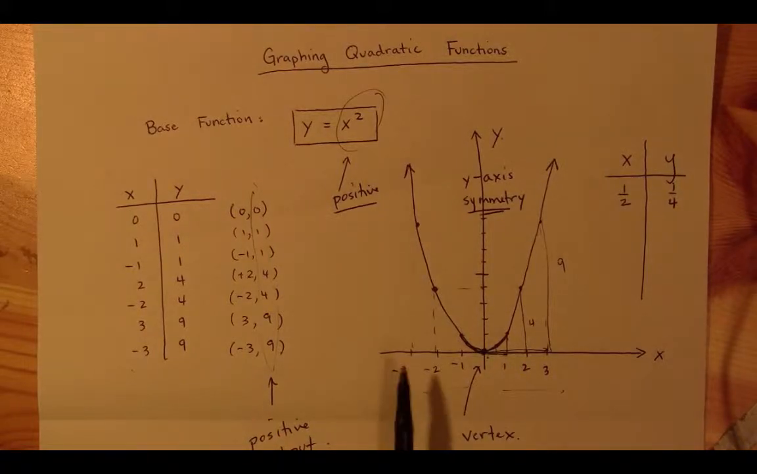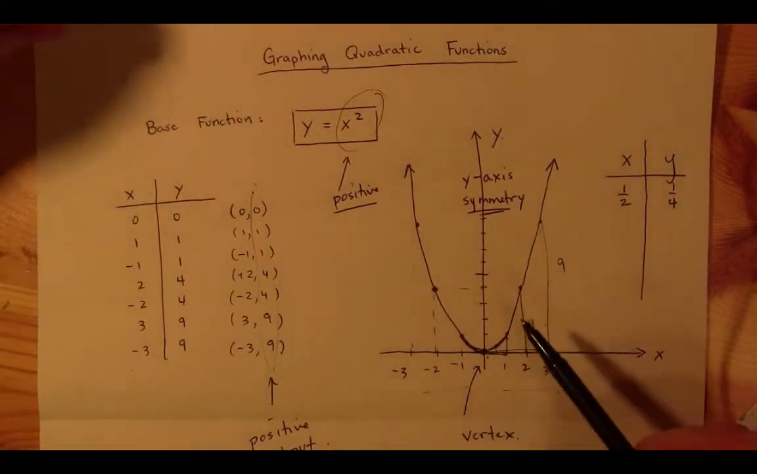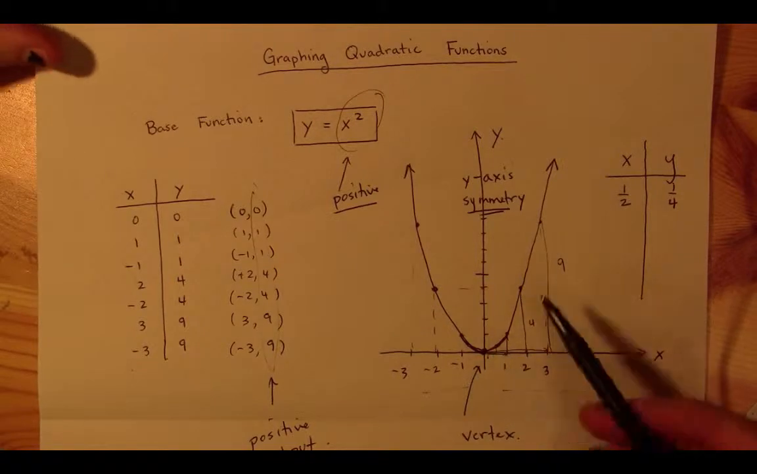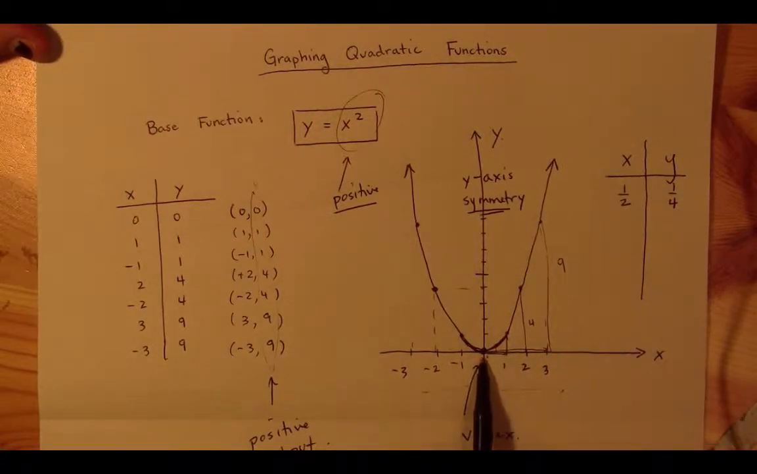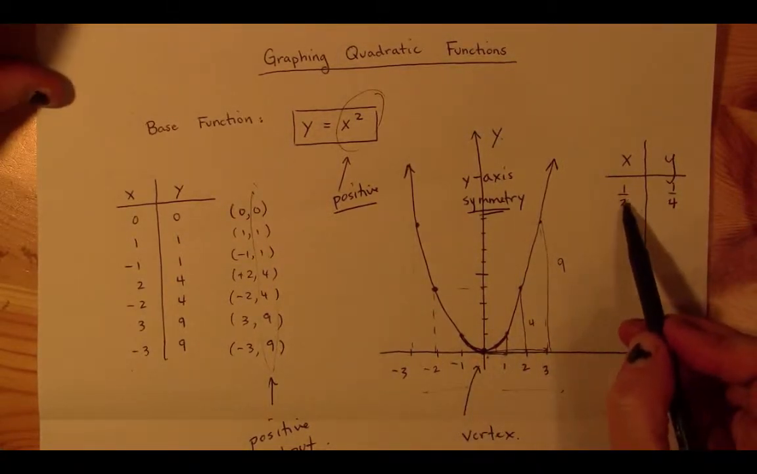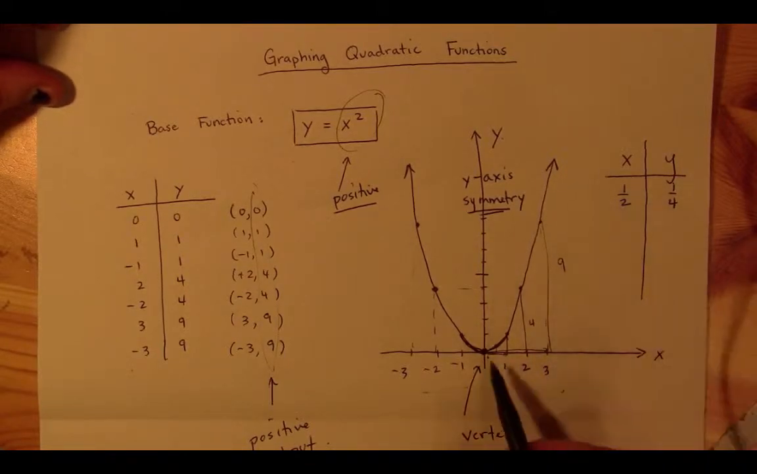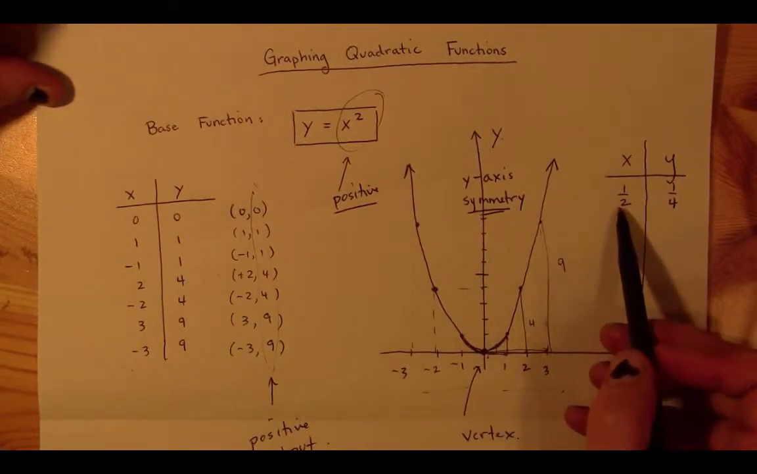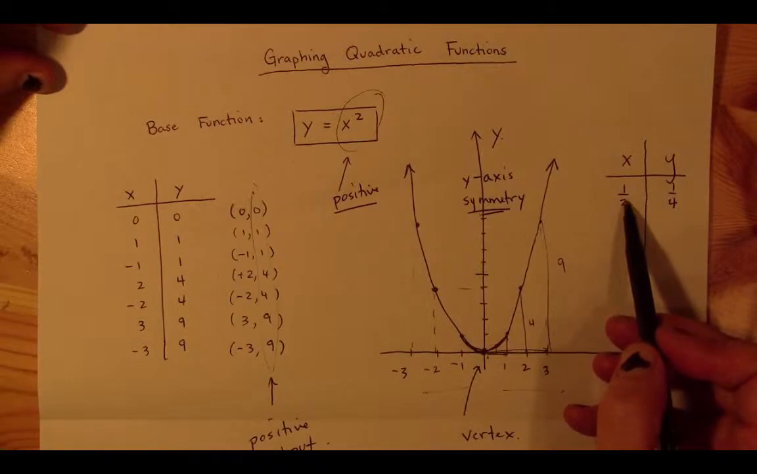Okay, let's continue on with graphing quadratic functions. First of all, there's something that we should know about the base function. We need to examine a value for the input between 0 and 1. So I've picked x equals a half. And these values between 0 and 1 are special because when you square a half, you're taking half of a half, which is a quarter.